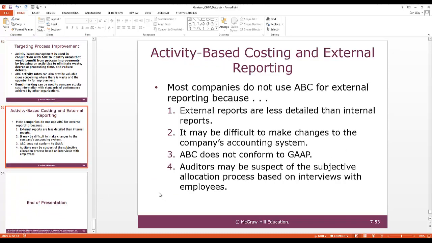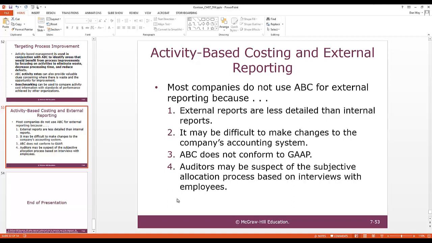And then just to put a final point on this, let's keep in mind that most companies don't use activity-based costing for external reporting for a few different reasons. For one, external reports are generally less detailed than internal reports, or at a more summary level. It might be difficult to make changes to the company's accounting system. ABC, importantly, does not conform to GAAP. So for public companies that have to publish financial statements, they can't use ABC to do that. And then auditors might be suspect of some of the subjective allocation process that's used to come up with these cost pools and these cost allocations.